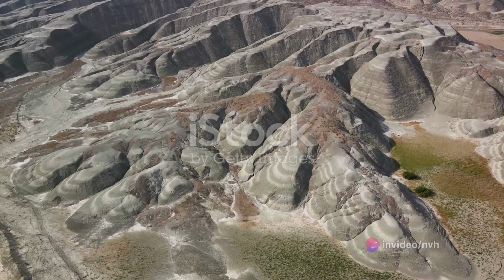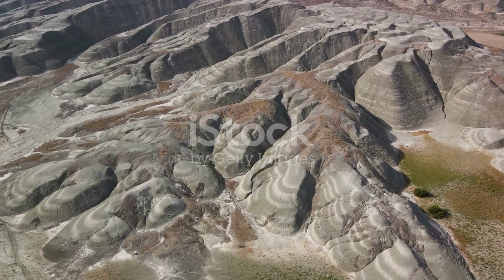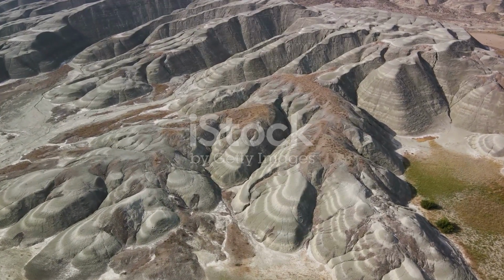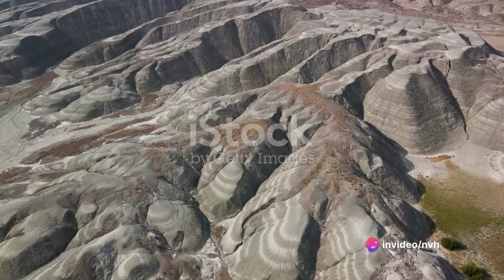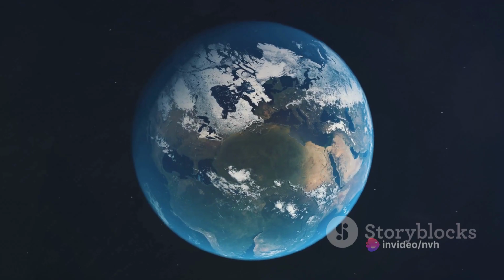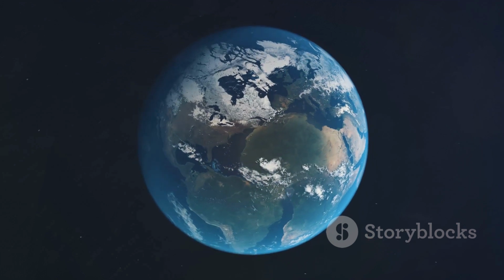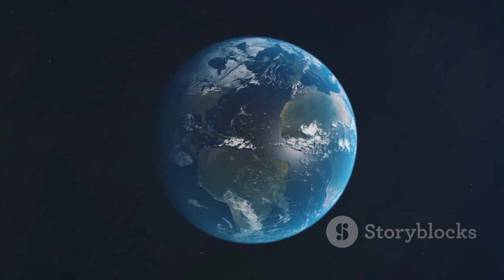When these plates move apart as they are doing in Africa, it's called rifting. Rifting is a geological process where the lithosphere is being pulled apart, creating a gap. This gap then fills with magma from beneath the surface, which cools and solidifies to form a new crust. This continual process over millions of years leads to the formation of rift valleys.